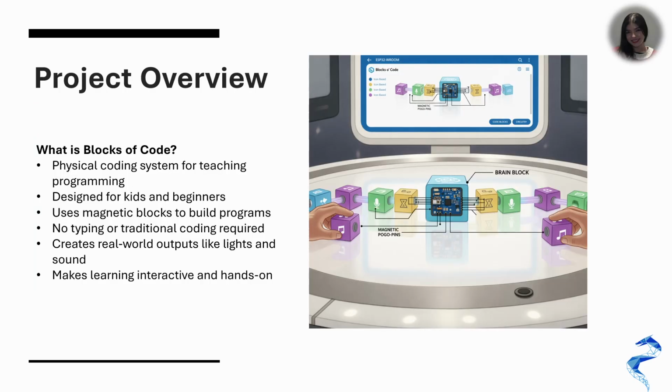Blocks of Code is a physical coding system designed to teach kids the basics of programming in a hands-on way. Instead of writing code on a computer, users connect magnetic blocks together to create programs. Each block represents a programming concept, and when combined, they produce real-world output like lights and sound. The goal is to make learning how to program simple, interactive, and engaging for beginners.